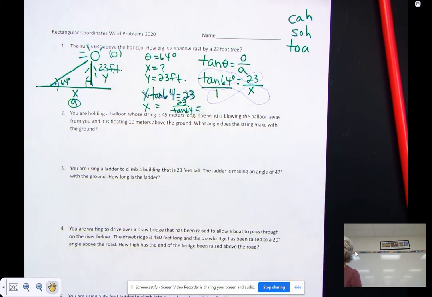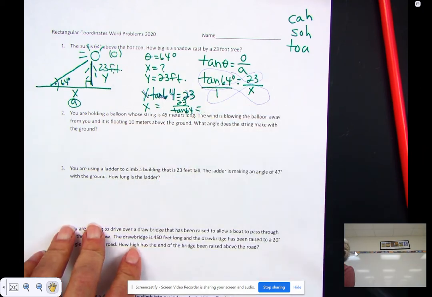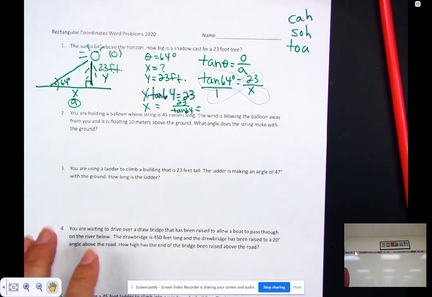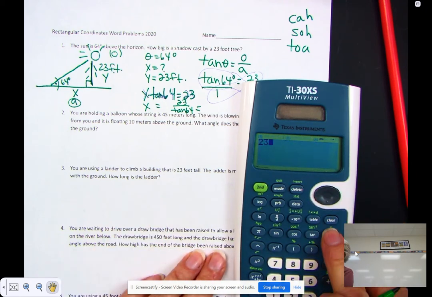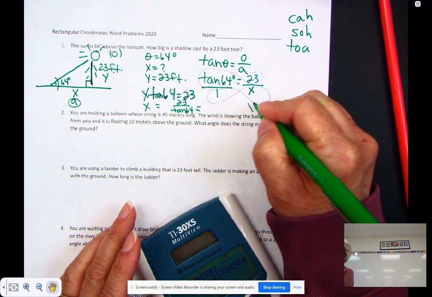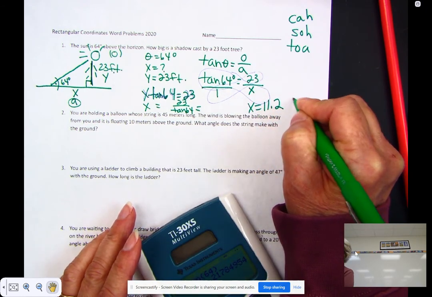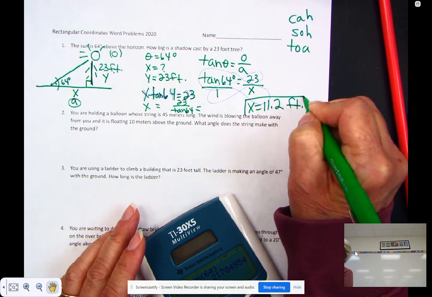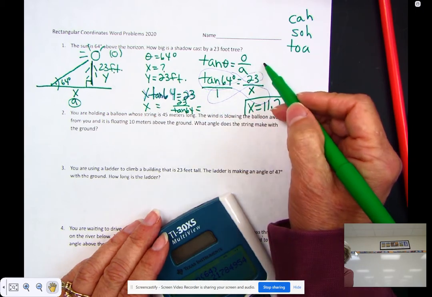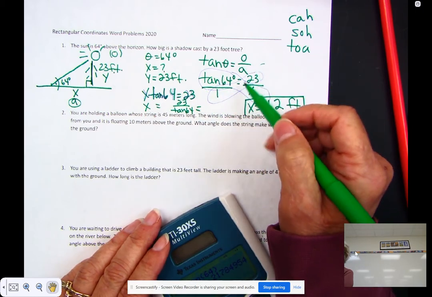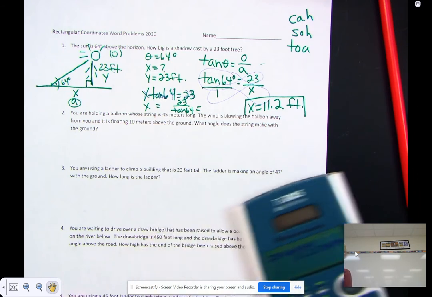So get your calculator out to solve. Make sure your calculator's in degrees. I'm going to clear it. 23 divided by tangent 64, close your parentheses, and then that's going to give me x equal 11.2, and the unit happens to be feet here. Box my answer. So I've shown all the variables, I've shown the equation I'm going to use, I've substituted in, and then solved for the final answer.